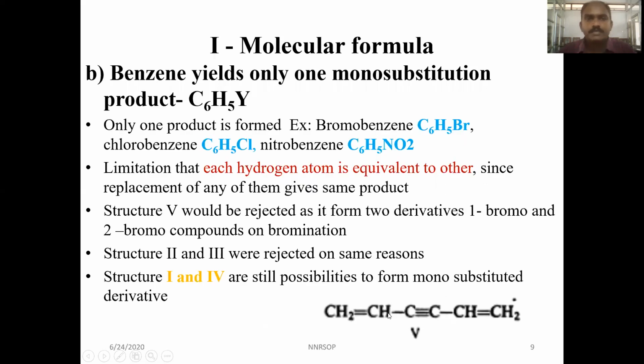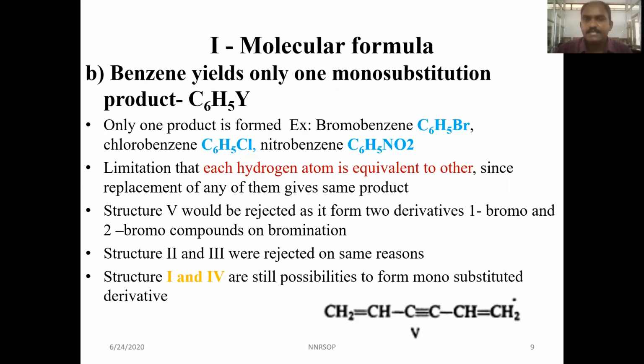The second point is benzene yields only mono substitution product but not other products. For example, when benzene is treated with bromine, it gives bromobenzene. Treated with chlorine, it gives chlorobenzene, and when it is treated with nitration mixture, it gives nitrobenzene only.